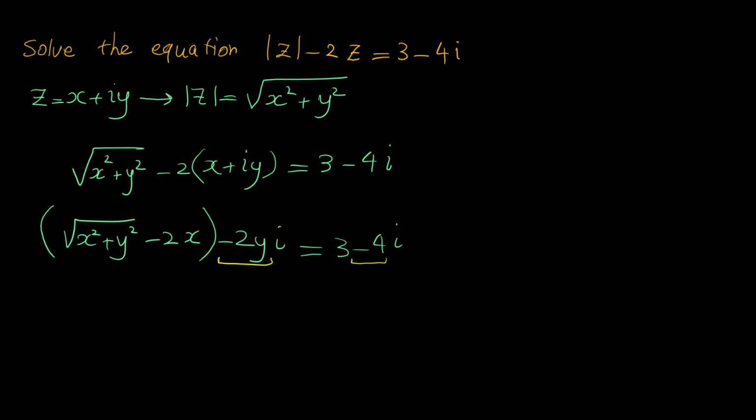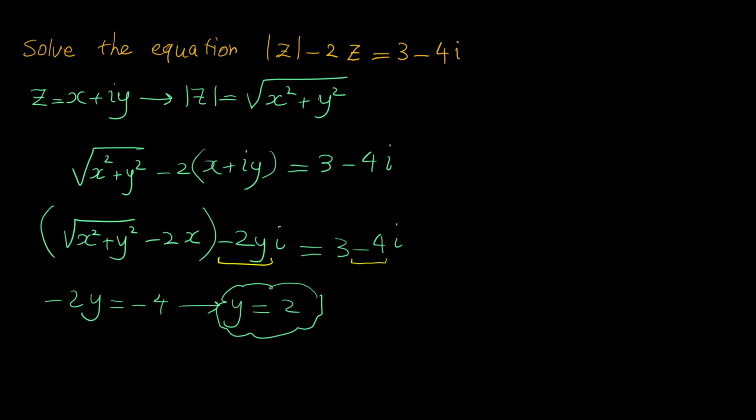So here we have -2y equals -4. And what is y from this? y equals 2. Now that we have the value of y, we plug in this value and we can find x by setting real part equal to real part.